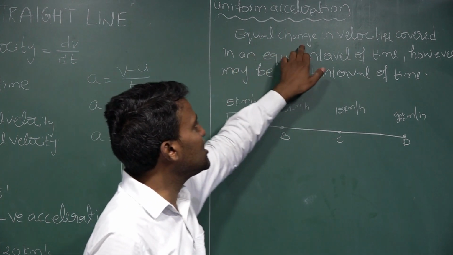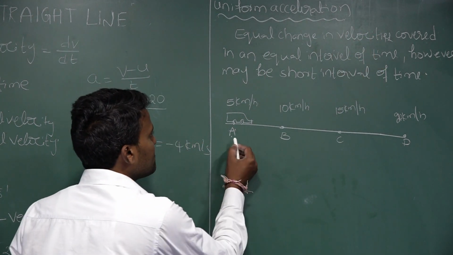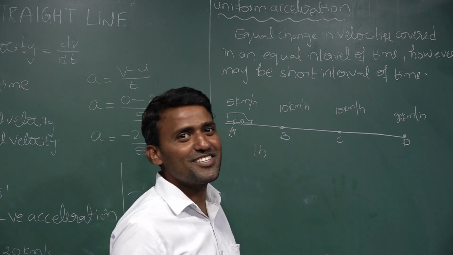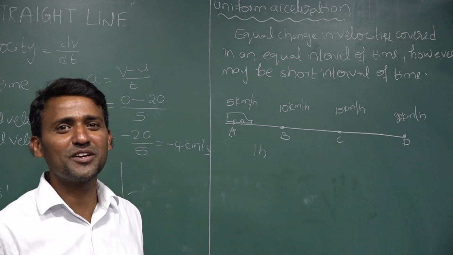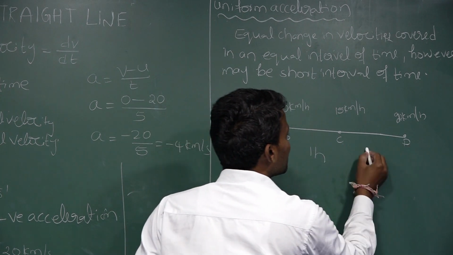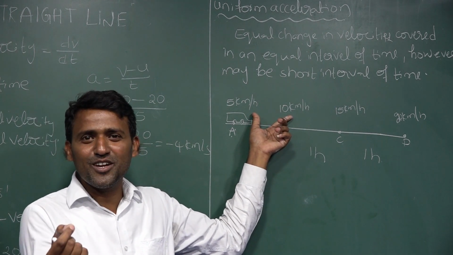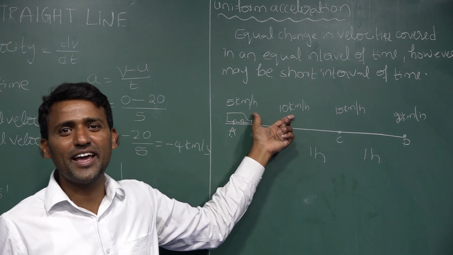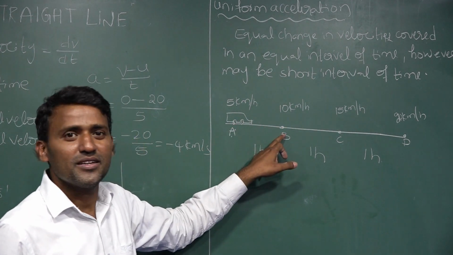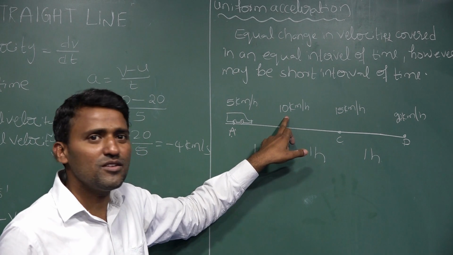Now, equal change in velocities covered in an equal interval of time. From A to B, for example, I am taking 1 hour. It is a large time, but for your understanding I am just giving the example of 1 hour. A to B is 1 hour, B to C is 1 hour, C to D is 1 hour. The change from 5 to 10 km per hour would really be a small interval, like 1 or 2 seconds, but I give the example like this. A to B: initial speed is 5 km per hour and final speed is 10 km per hour.